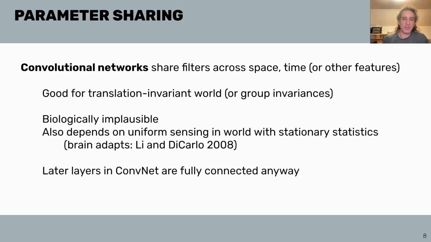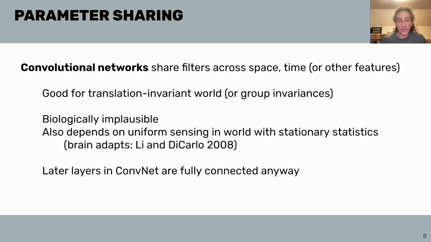The classic example of parameter sharing in AI is the ConvNet. Convolutional networks share filters across space and time, or sometimes other features. And that's really helpful for a translation invariant world, or a world with other kind of group invariances like rotations. The problem is that's not the way the brain does it. And so there's an important element that's missing. And in fact, the brain is more flexible than using this parameter sharing. It's biologically implausible because the brain has no mechanism of copying weights from one location to another location, by and large.